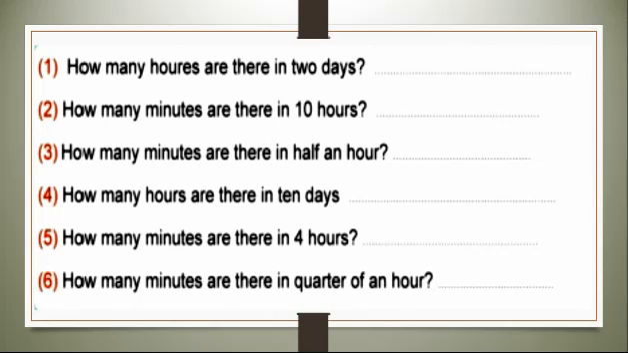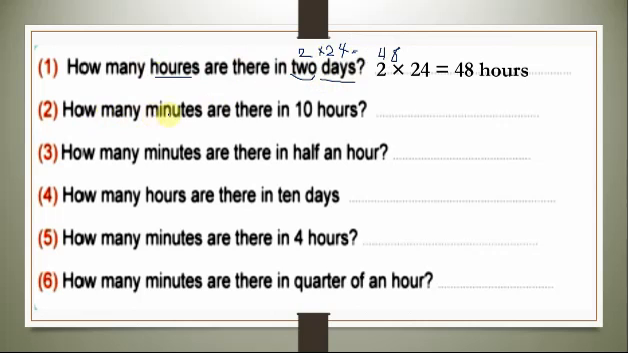Okay, let's see the questions. How many hours are there in 2 days? Hours and days. The relation between hours and days is 24. So here it is 2 days. So 2 times 24. 2 times 4 equals 8. And 2 times 2 equals 4. So how many hours are there in 2 days? 48 hours.